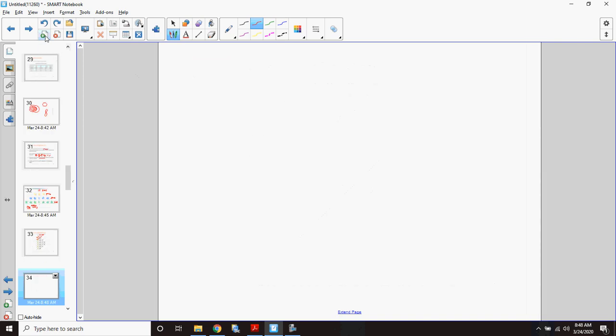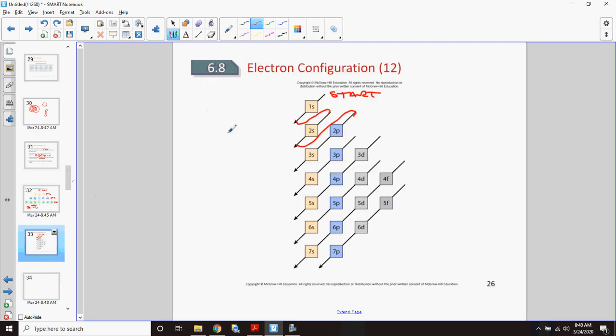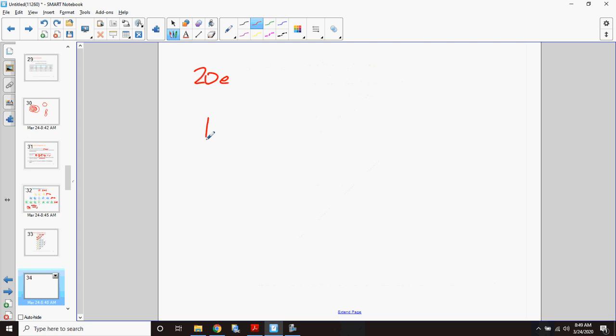So let's take a random atom. I'm going to take an atom with 20 electrons, and I want to put electrons in order in electron configuration. I don't even need to know what this atom is. I go back to the chart and ask myself, which orbital has to come first? The 1s orbital has to come first. So I'm going to write down the 1s orbital.